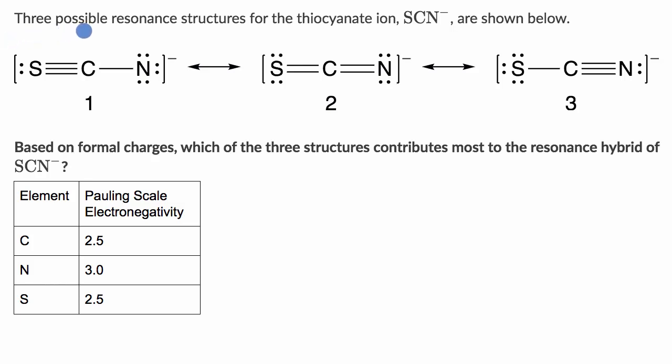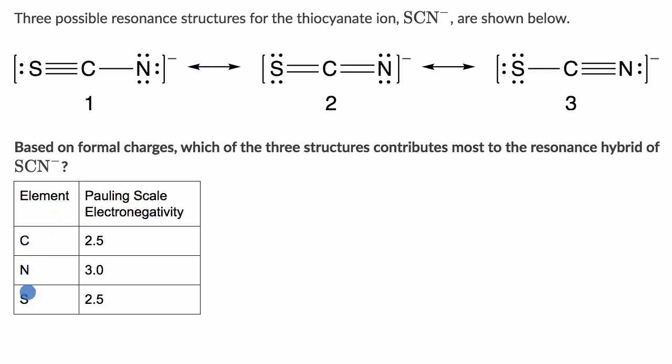We're told that three possible resonance structures for the thiocyanate ion are shown below. All right, there we have them. Based on formal charges, which of the three structures contributes most to the resonance hybrid of thiocyanate? And they've given us some extra information.